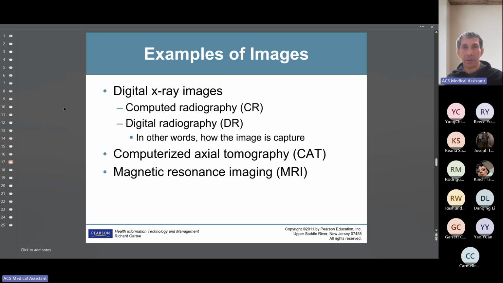So I already mentioned all these imaging reports. It says examples of imaging reports: digital X-ray images, computerized radiography, digital radiography. It's just the way that these images are portrayed, whether they are high density images or not. We have CAT scans, that's the computerized axial tomography. Magnetic resonance imaging, which is an MRI. Sonograms, and anything else.